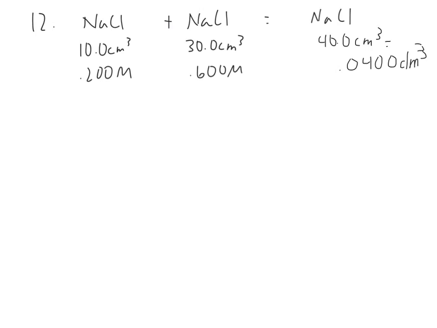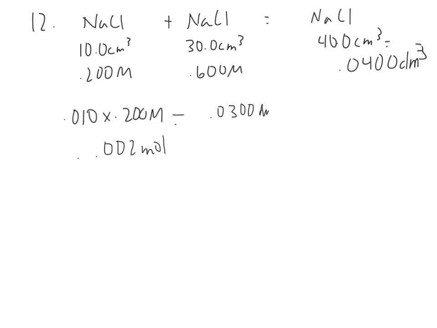The molar amount, which we'll need to get the strength, is a little bit trickier. I'm going to have to take 0.010 times the 0.20 moles per decimeter cubed, and so this is 0.002 moles, and then same thing over here, I've got 0.0300 decimeters cubed times the strength of 0.600 moles per decimeter cubed. So when I go ahead and punch this in, I come up with 0.018 moles.